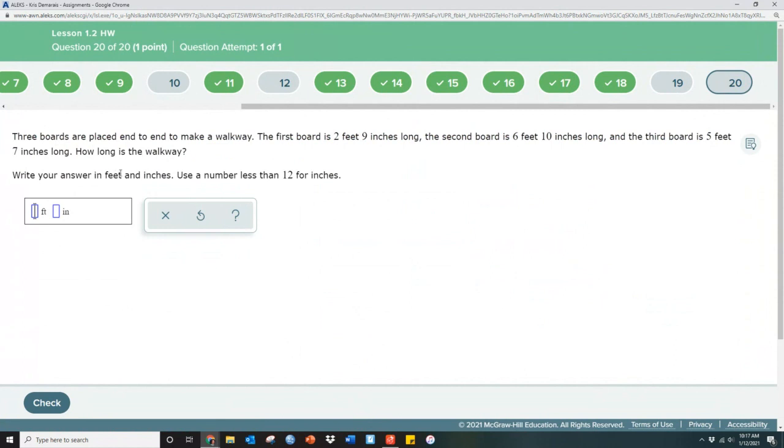And for this last one, write your answer in feet and inches. Use a number less than 12 for inches. So we have 3 boards placed end to end to make a walkway. The first board is 2 feet 9 inches. The second board is 6 feet 10 inches. And the third board is 5 feet 7 inches.